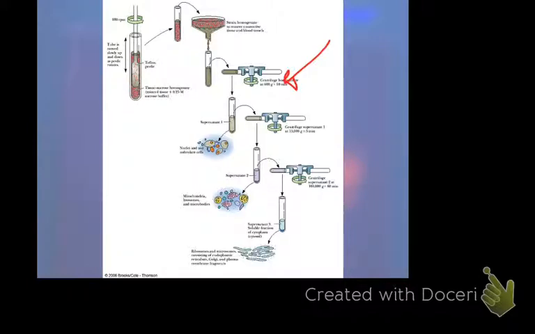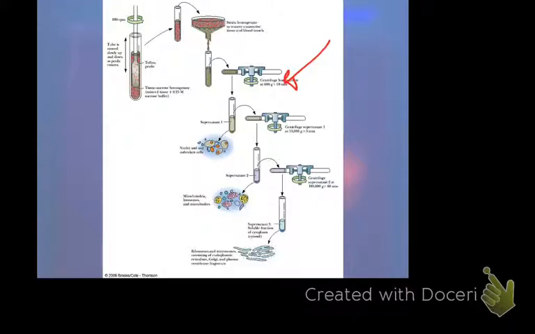So then you can pour that solution off. It's called the supernatant. Put it into another centrifuge tube and spin at a little bit higher speed. Then some of the other organelles will come out next, like the mitochondria, lysosomes, various things like that.